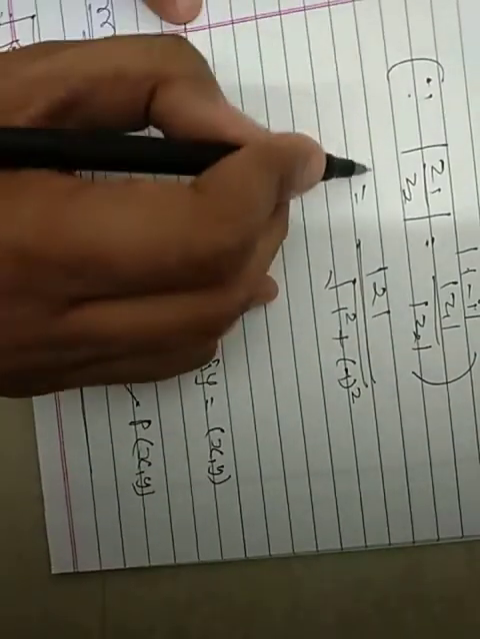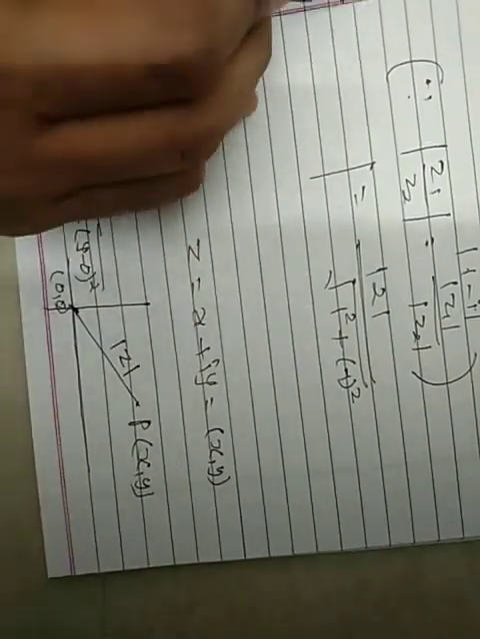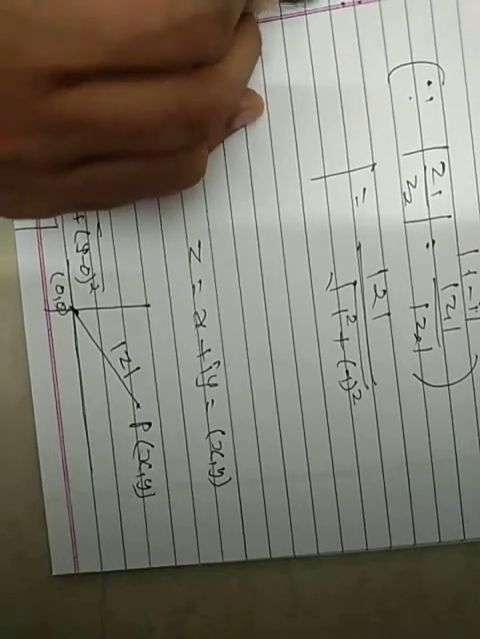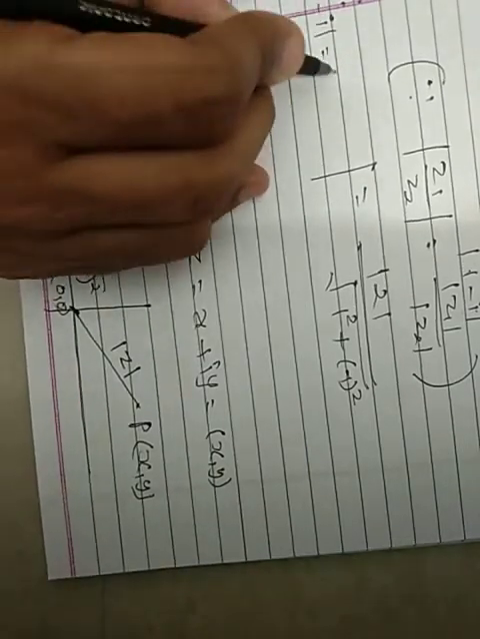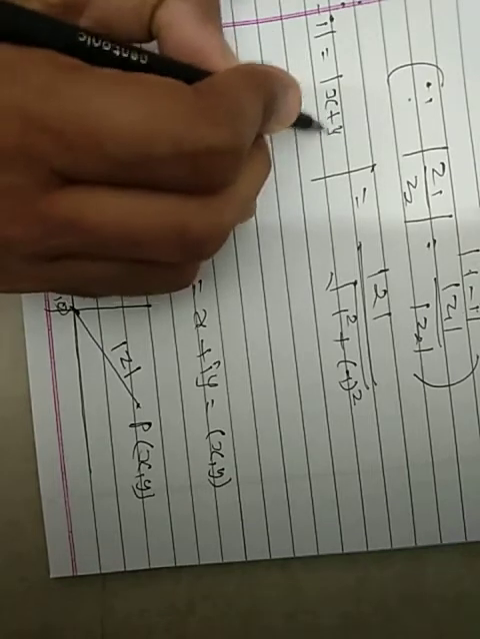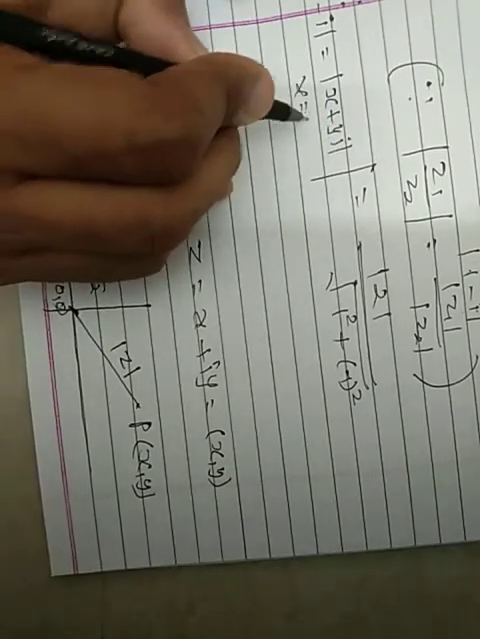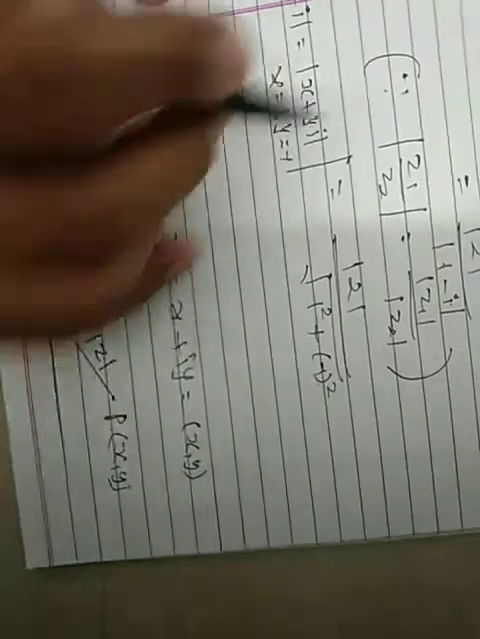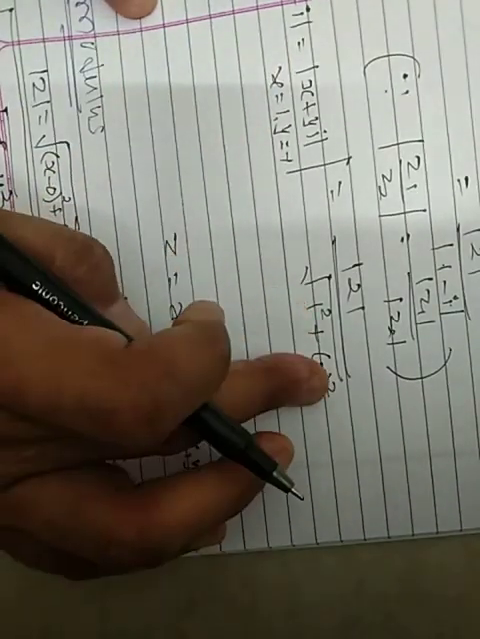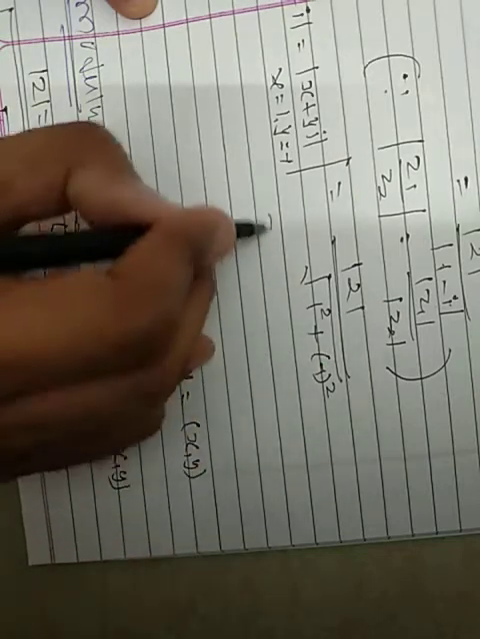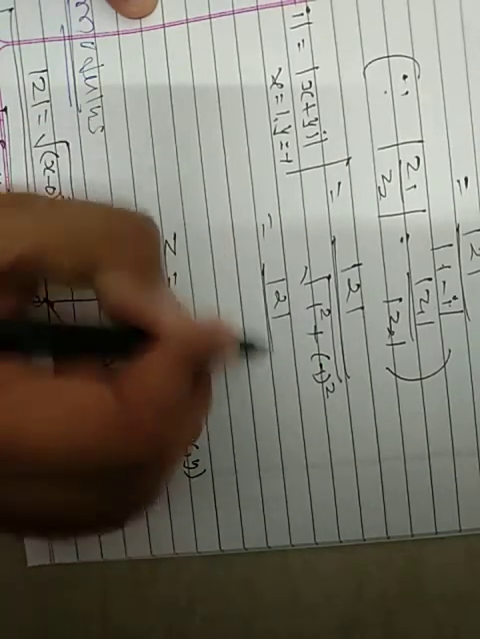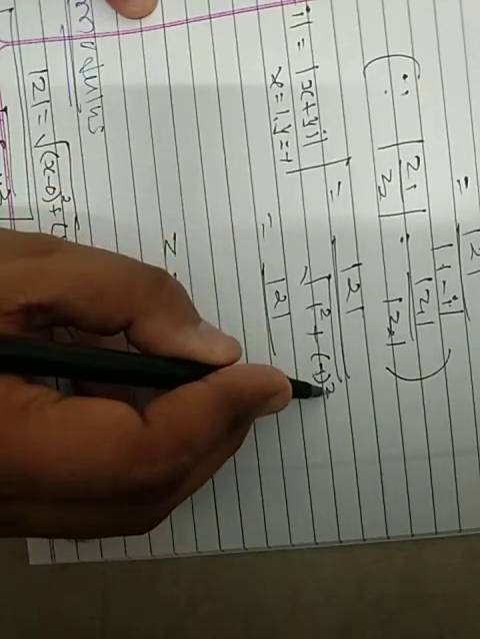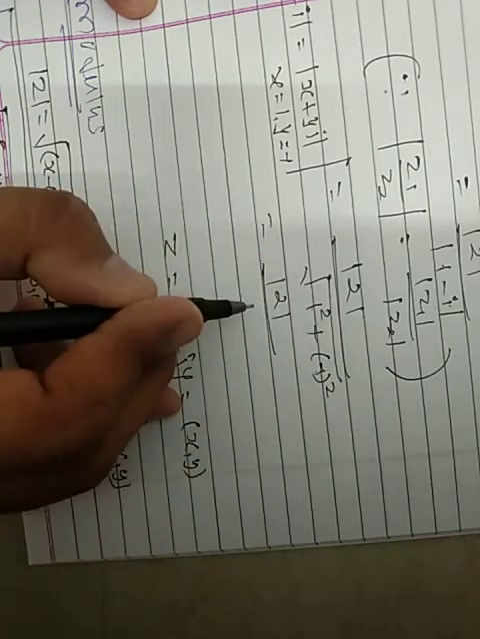Okay, the reason is mod 1 minus i compare with x plus iy. Therefore x is equal to 1 and y is equal to minus 1. That's why this is root of x square plus y square. 1 square plus minus 1 square is equal to 1 plus 1 equal to 2.